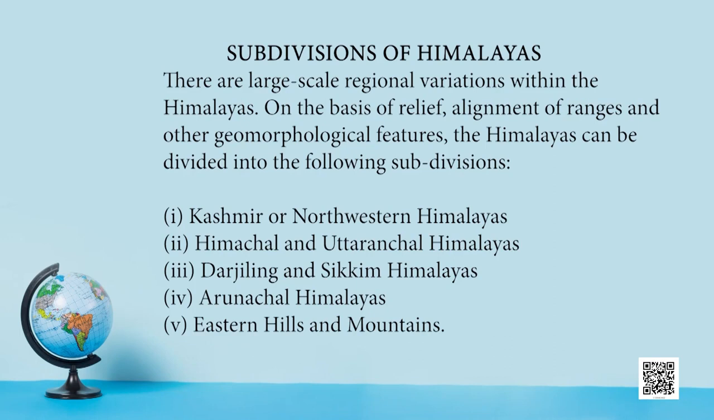Now that was one way of studying about the Himalayas. Now we know that there are large scale regional variations within the Himalayas on the basis of relief, alignment of ranges and other geomorphological features. The Himalayas can be divided into various subdivisions. The major subdivisions are the Kashmir and Northwestern Himalayas, the Himachal and Uttaranchal Himalayas, the Darjeeling and Sikkim Himalayas, Arunachal Himalayas and Eastern Hills and Mountains.